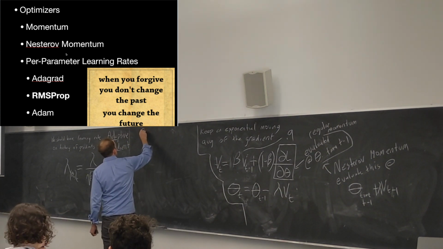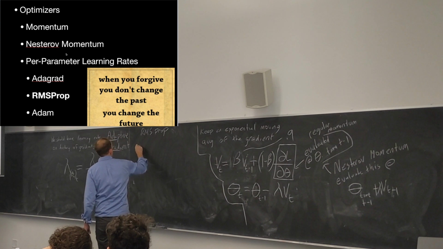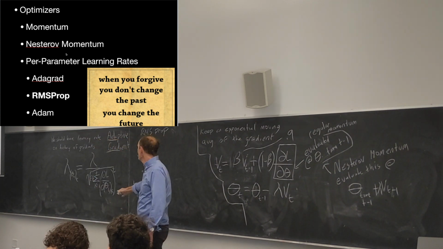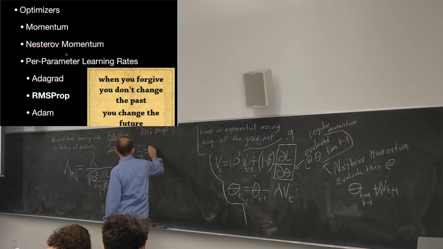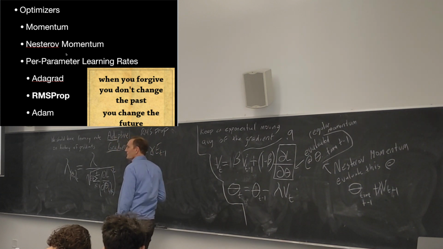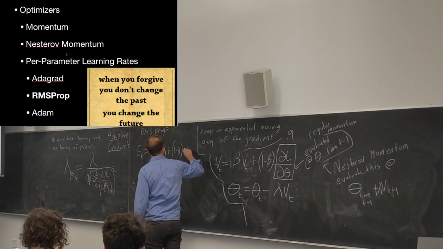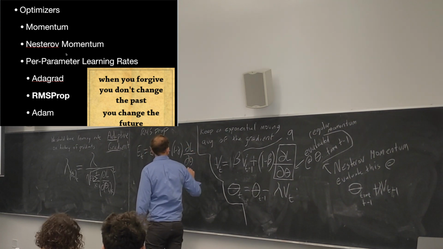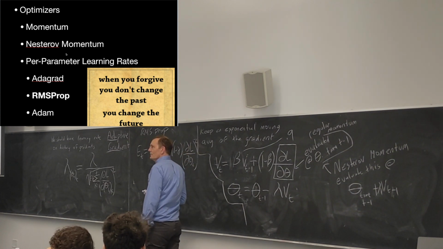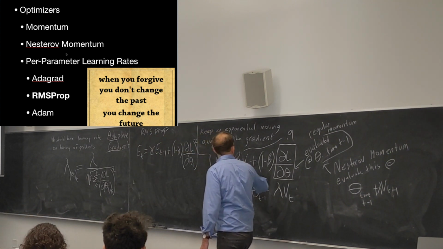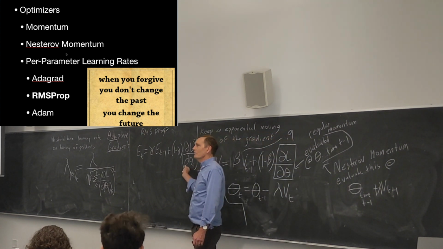RMSprop stands for root mean squared propagation. The idea is we have a value which is going to be our exponential moving average of the sum of squares. We're going to say it's some alpha times the previous value plus 1 minus alpha times the partial derivative with respect to theta i, squared. So here we're keeping a moving average of the sum of squares of the gradient.